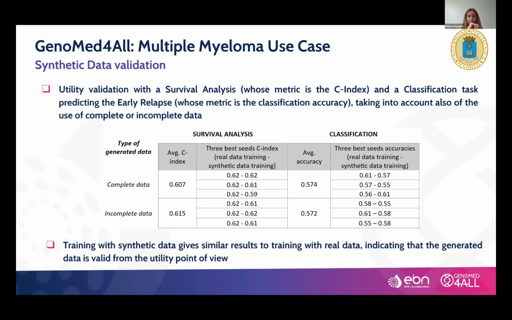Two specific parameters have been used in order to test the utility of this synthetic data: the survival analysis, in particular the C-index, and the classification in order to predict the early relapse. And as you can see, both the completed data and the incomplete data demonstrate good performances.